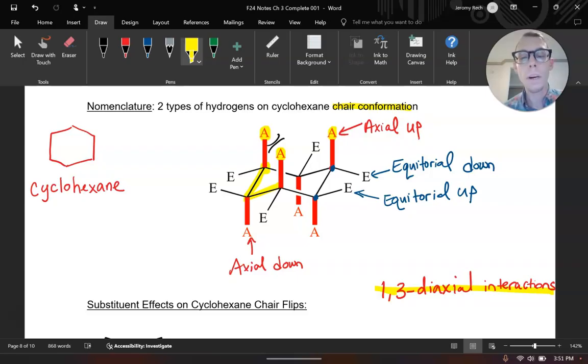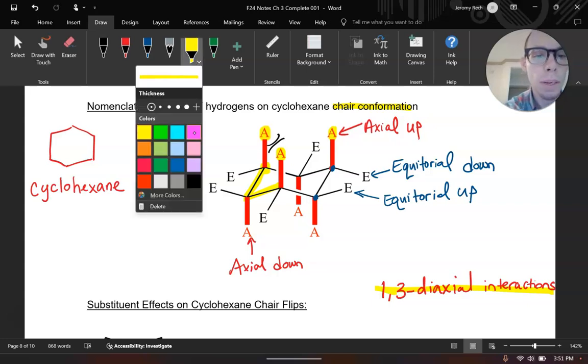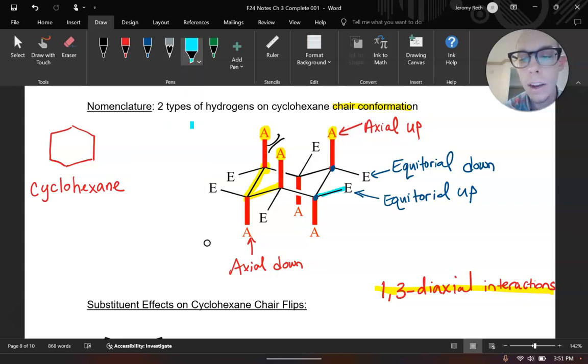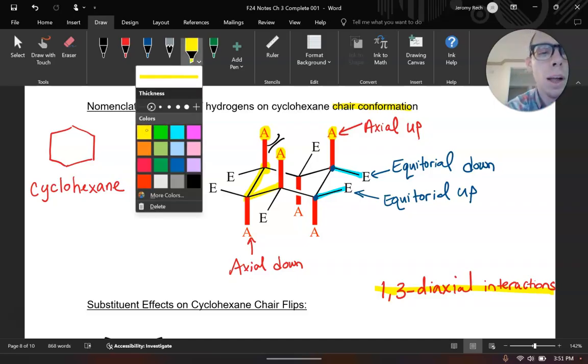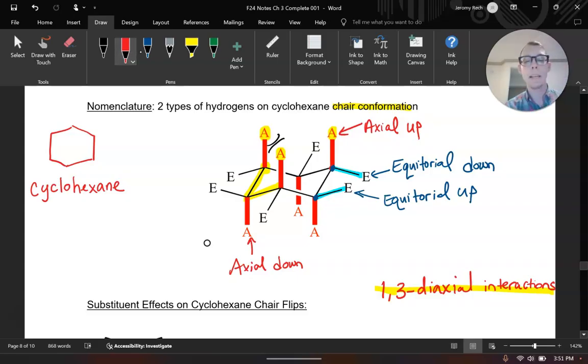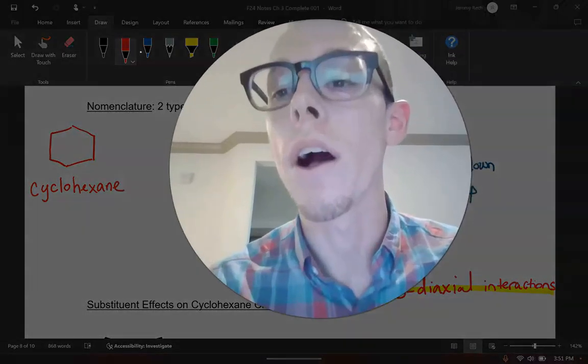Now, one common misconception is, why don't you see interactions on your equatorials? If I look here at this equatorial and this equatorial, on the paper, those look really, really close, a lot closer than, for example, some of my axials. So you might wonder, why don't you have big issues with those equatorials? And that's actually just because of how we draw it in space.